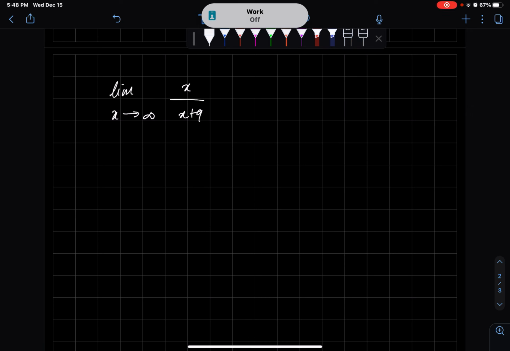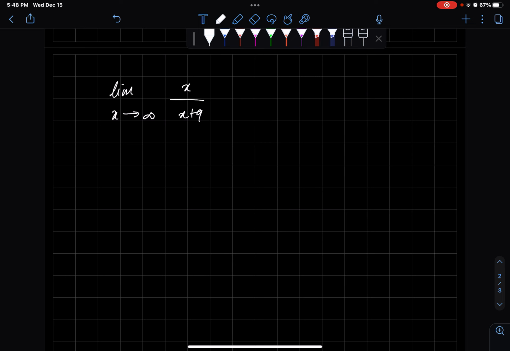All right, so we're asked to evaluate this limit as x approaches infinity. This is quite straightforward. We're being asked how this function behaves as x gets bigger and bigger at its limit, which is at infinity. So when the value of x gets infinitely large, how does this function behave?